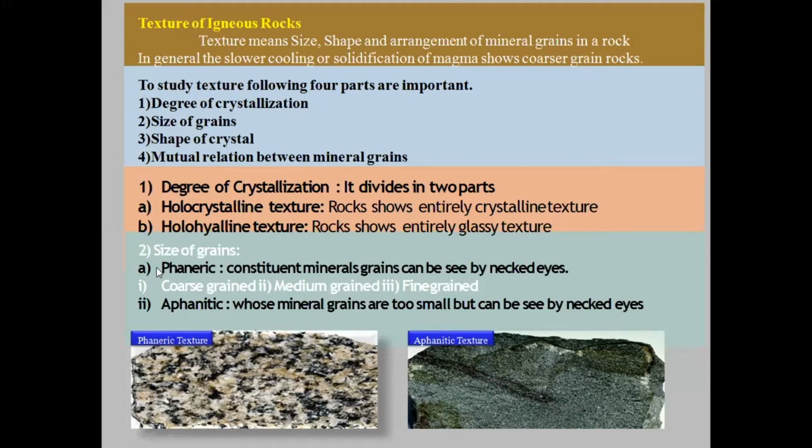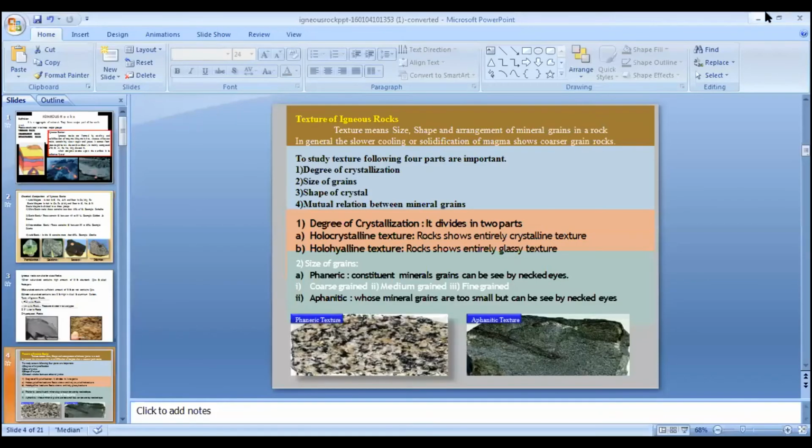Then some terminology based on the size of the grains. We can call it phaneritic or phaneric, and that is when the constituent mineral grains can be seen by the naked eye. Then comes the coarse grain. It can be further classified as coarse grain, medium grain, and fine grain. And then comes aphanitic. Remember, A indicates non-crystals, and these are rocks whose mineral grains are too small to be seen by the naked eye.